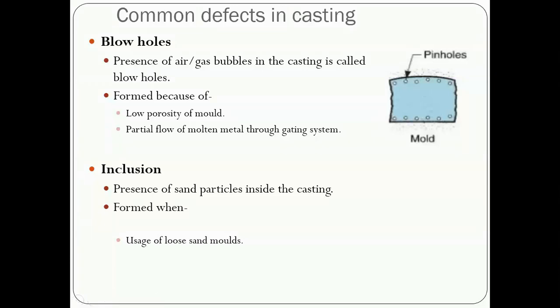Good morning student friends. In this lecture today we will see common important defects occurring in the casting process. In the first chapter itself, while studying the introduction, I told you that defects in casting are categorized into three major groups: major defect, intermediate defect and minor defect.